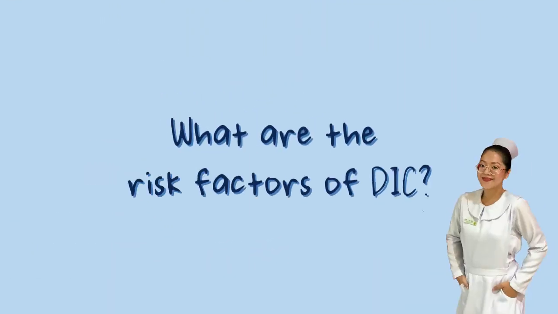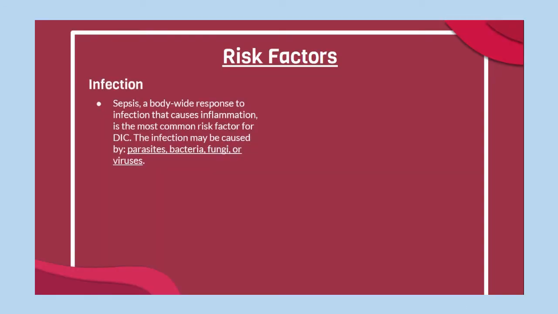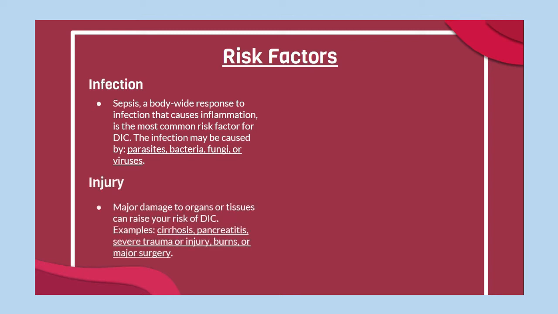Next, what are its risk factors? First is infection. Sepsis, a body-wide response to infection that causes inflammation, is the most common risk factor for DIC. The infection may be caused by parasites, bacteria, fungi, or viruses. Next is injury. Major damage to organs or tissues can raise your risk of DIC.